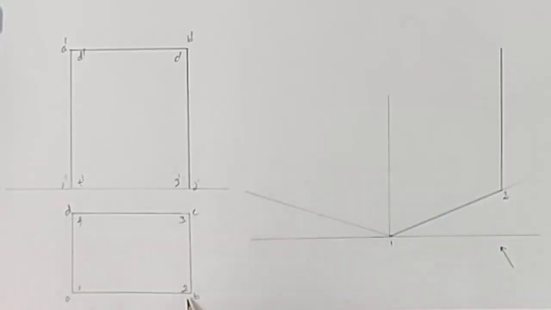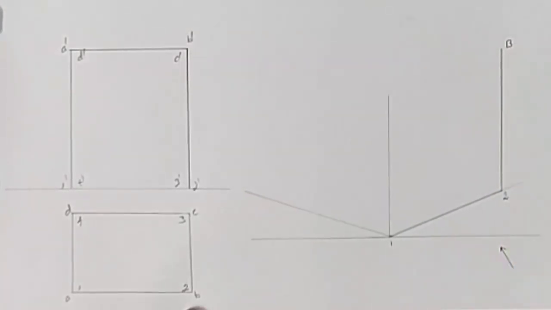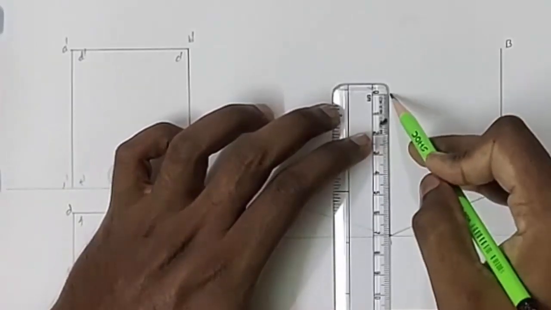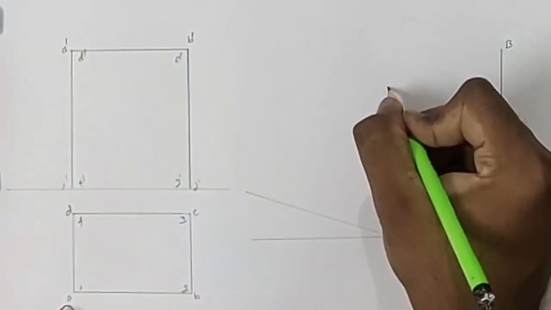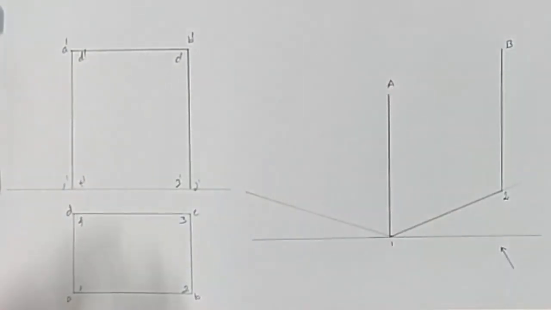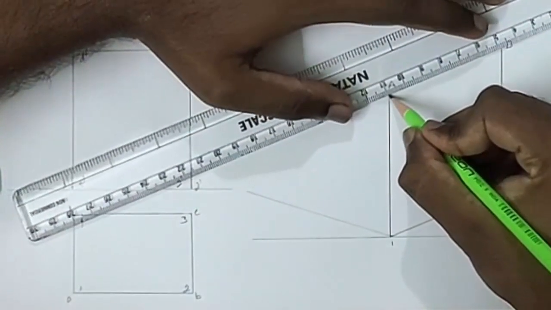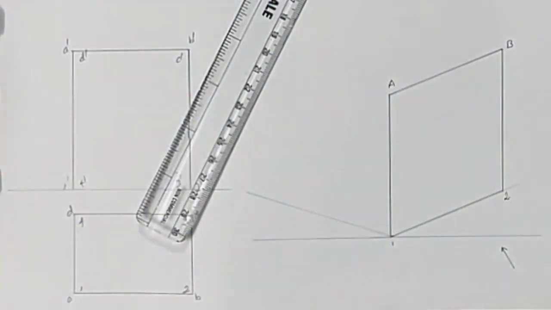The points at the top of the front plane are B and A. So this is B, which is above the 2, and above the 1 there is the point A. So above 1 take 70 mm height and mark the point A. This is point A. So now we can connect this A and B. Okay, now we have drawn the front plane of the solid in isometric view.